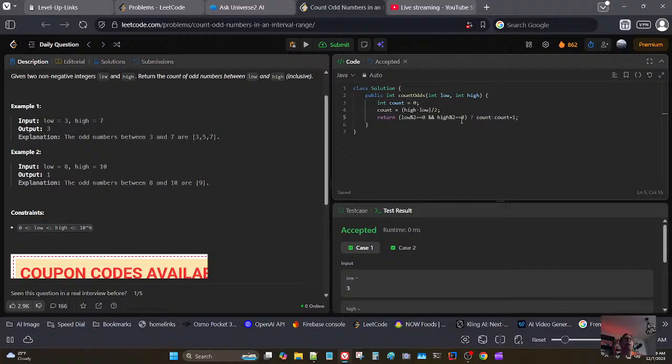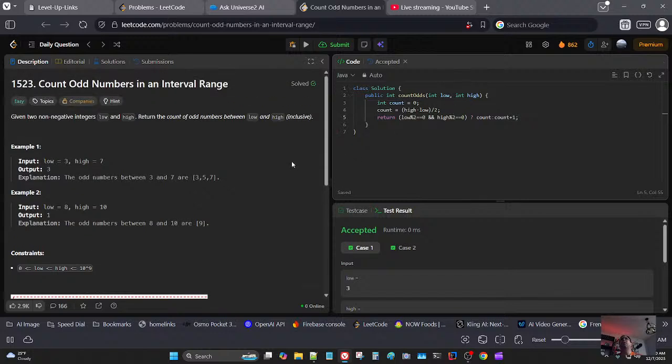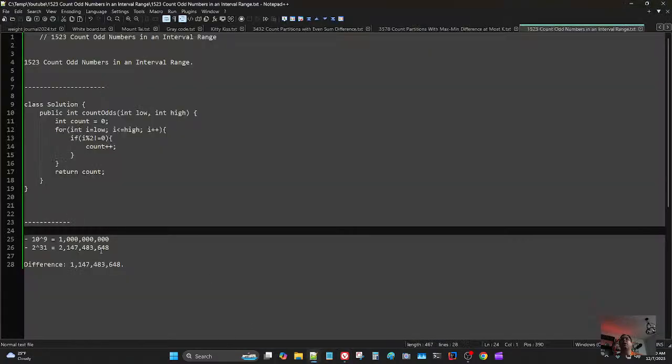So yeah, if they're both even, then you return count, which equals high minus low divided by 2. Otherwise, if either of them or both of them are odd, then you have to add 1 to count, due to having the odds starting and ending the range. That's the difference. Okay, so that's pretty straightforward. I don't know what else to say about that. So I'm going to call it a day here on this.